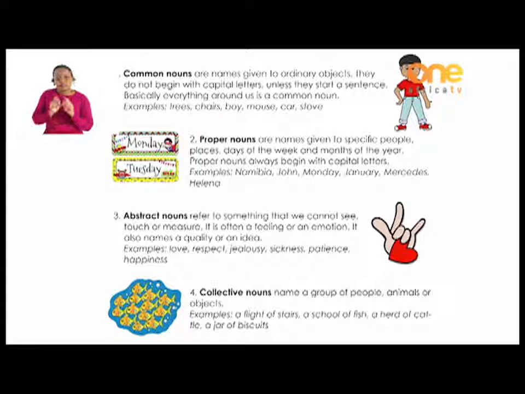Right. Now, we are going to move on to collective noun. Chanel, what is a collective noun? Of course, a collective noun names a group of people, animals, or objects. Now, in your book, you can see we have a group of fish there. What name do we give to fish when they are in a group? A school of fish. They can still remember that. Do you have any questions, Chanel? No questions.